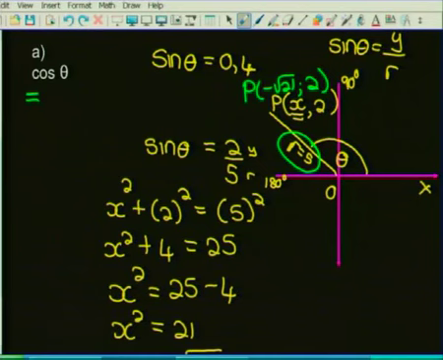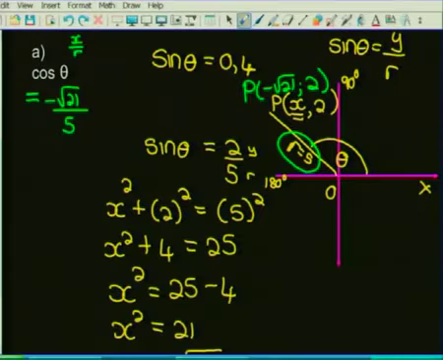Now we know that cos by definition is our x value over our r. So the x value is minus root 21 over our radius, which is 5. And so that would be the end of that question. They said without a calculator, or as I said, they should have said without a calculator, so we would leave it there. Right, now let's go to the second part of the question.